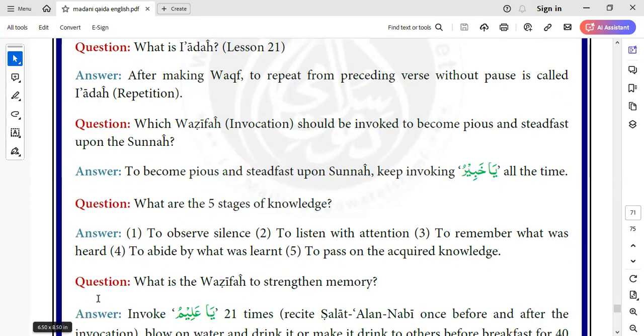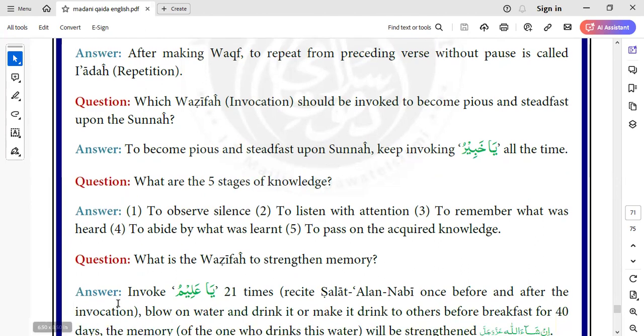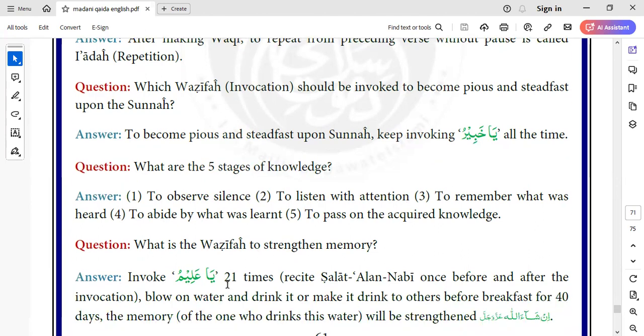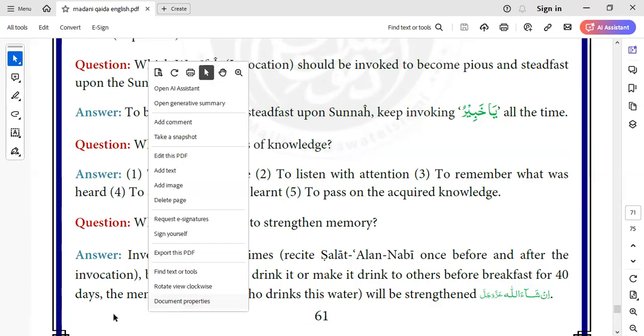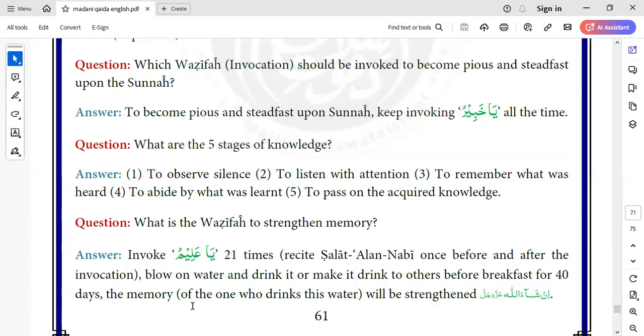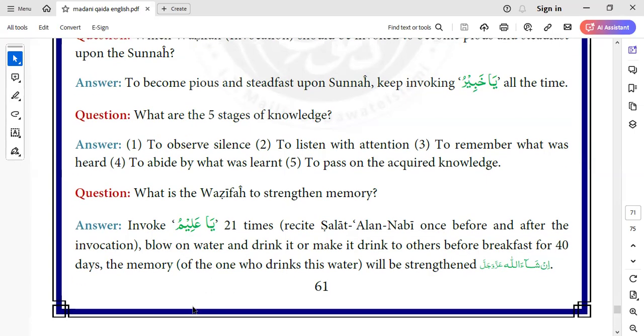Question. What is the wazifa to strengthen memory? Answer. Invoke Ya Alimu 21 times, recite Salat an-Nabi, sallallahu alayhi wasallam, once before and after the invocation, blow on water and drink it or make others drink it before breakfast for 40 days. The memory of the one who drinks this water will be strengthened, inshallah.